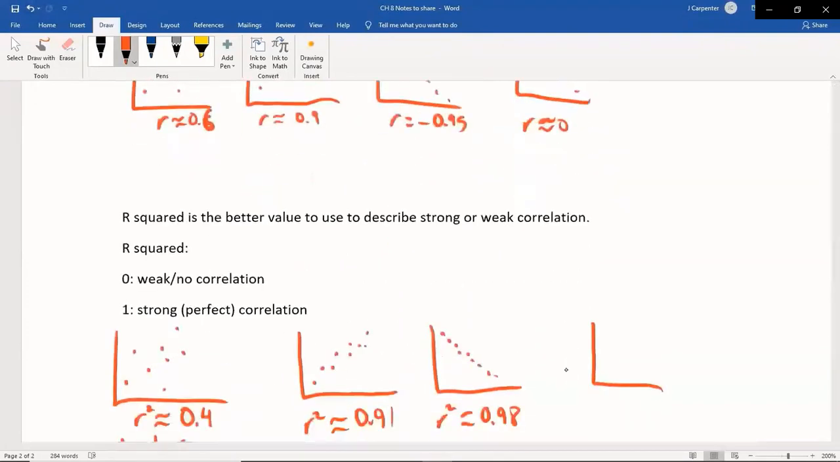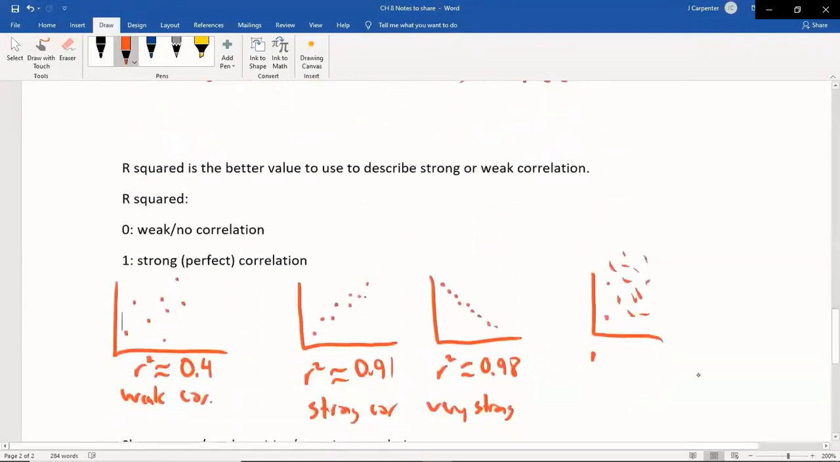And then finally, just random points, whatever. This we said would be no correlation. So the R squared is probably like 0.01. No correlation at all.